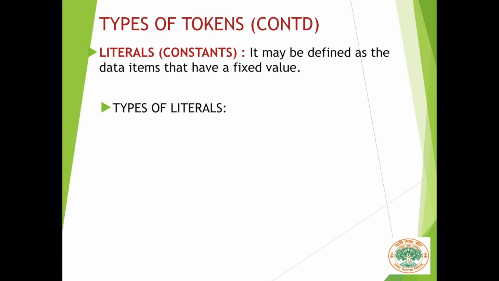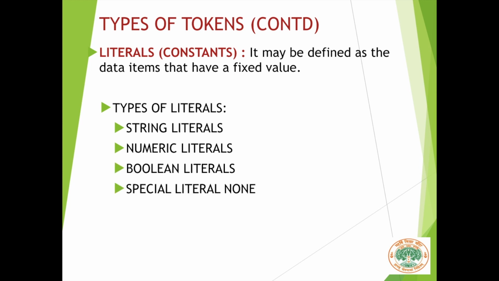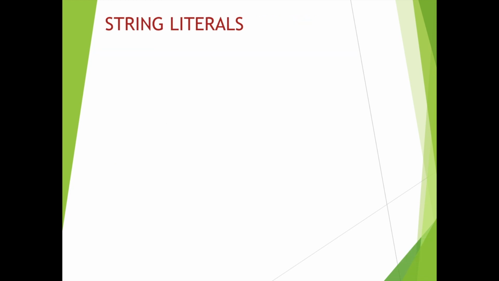Now we'll go to the types of literals. They are string literals, numeric literals, Boolean literals, special literal None, and finally we have literal collections. We'll be discussing string literals, numeric, Boolean and special literal None, but literal collections we will discuss in a different chapter. Okay. So let's begin with string literals.